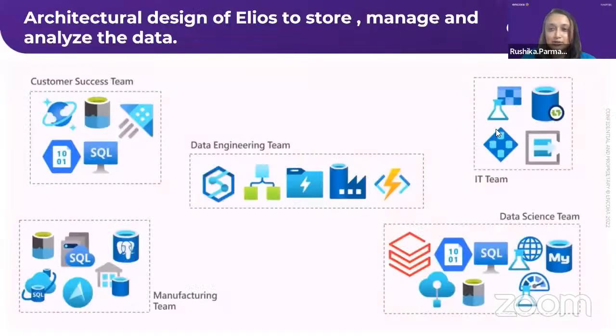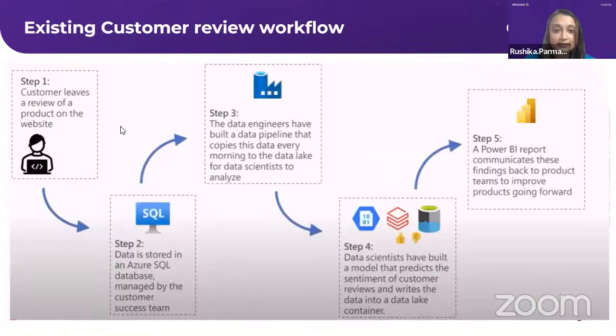Now their architecture looks like this, where they have a customer success team, data engineering team, IT team, data science team, and manufacturing team. How they are getting insights from data, added up to the point of Power BI, is given in the steps below. Step one: on the website, they have a customer feedback loop where a customer leaves a product review, whether it's thumbs up or thumbs down.